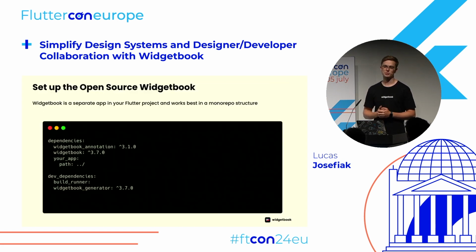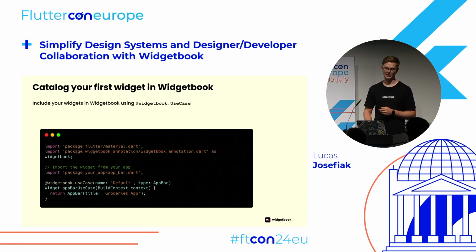So first of all, what's important to note is that Widgetbook is like a separate app in your Flutter project, and it works best in a monorepo structure where you organize your UI components in a separate package. And to include Widgetbook in your app, you use 3 different packages of Widgetbook. One is Widgetbook annotation, the other one is the main Widgetbook package, and then also the Widgetbook generator. And as soon as you have them included in your pubspec YAML file, it's already your chance to catalog your first widgets in Widgetbook now.